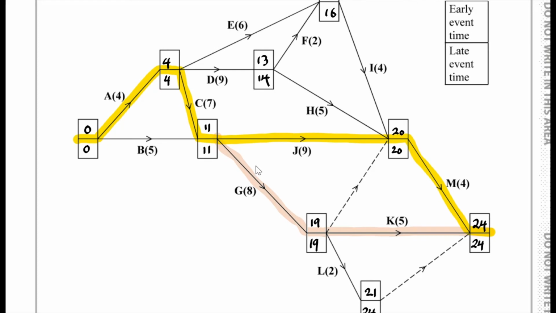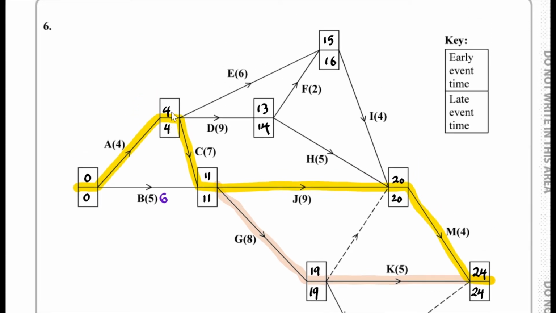So that's all we have to do for that, and I think at this point it will be a good idea to add on the float times as well, and I'll do that in a different colour. If we consider this B over here, well, B takes 5, so that takes us up to 5, and then we need to go to 11, so that brings us up to 6. Okay? So we have 6 over here. If we now consider E, we're at 4. 4 plus 6, that's 10. We want to end up at 16, the late event time, so we have a slack of 6.